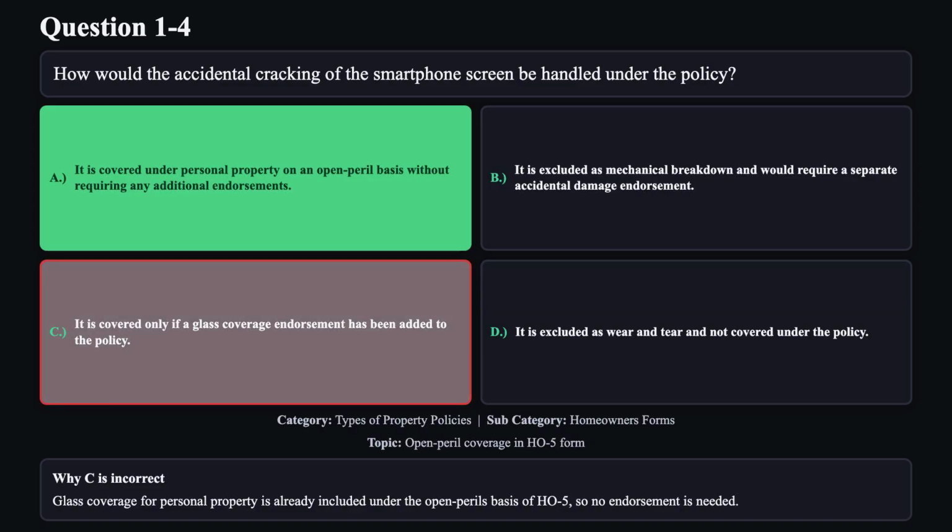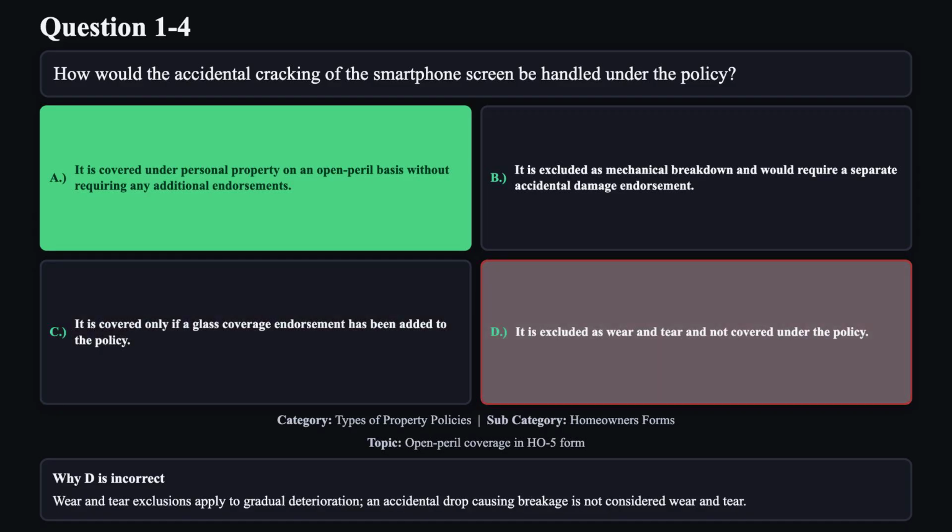Reason C is not correct. Glass coverage for personal property is already included under the open perils basis of HO-5, so no endorsement is needed. Reason D is not correct. Wear and tear exclusions apply to gradual deterioration. An accidental drop causing breakage is not considered wear and tear.